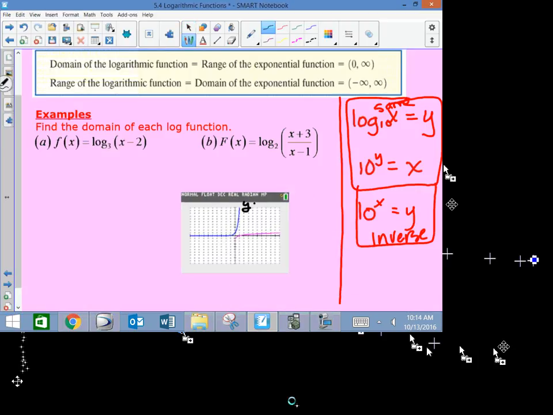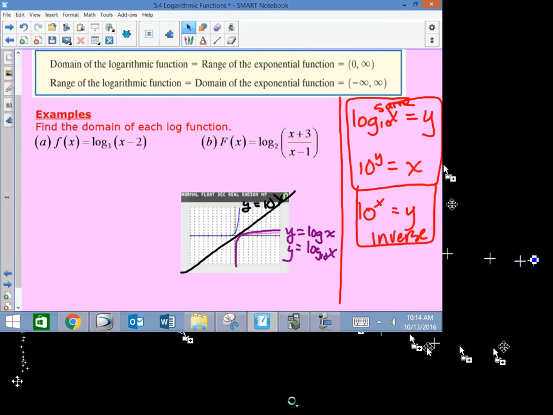Your blue is 10 to the x. And this, remember, doesn't stop there. It goes like this. Okay? That's y equals log of x. Now, do you all see that that's inverse and inverse now? That's what inverse does. It flips over that reflective y equals x line. Okay. So that's your visual proof, but, you know, there's a proof too.